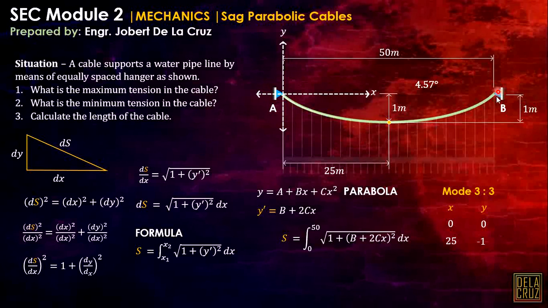Now, another point known is dito. When x is 50, of course, y is 0. Dito tayo sa reference point. Okay, that is 0. Now, I want you to calculate yung b and c, at least yung b and c na lang. Ito naman yung magagamit natin dito.